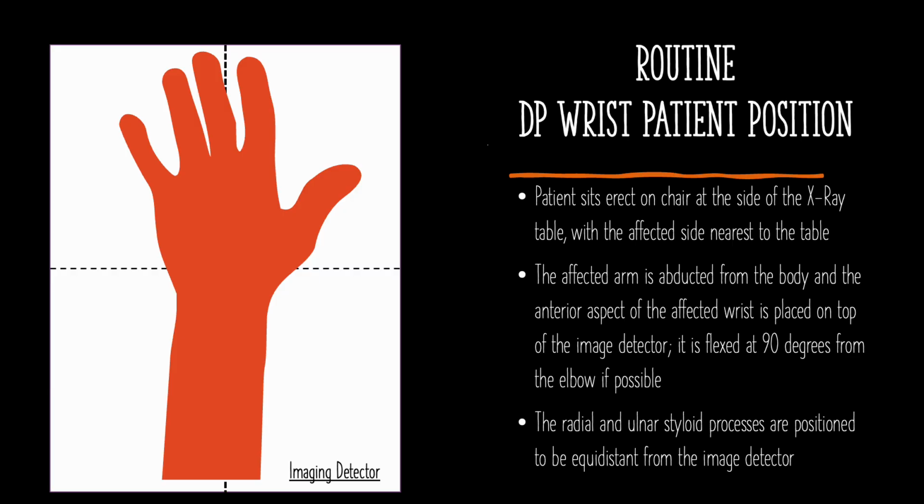And it's very important to note that this is a left wrist being demonstrated here. So if you can imagine that if we're looking at that from a bird's eye view, our posterior aspect is at the top, our dorsal aspect, and then our anterior aspect or our palmar aspect is in contact with the image detector.